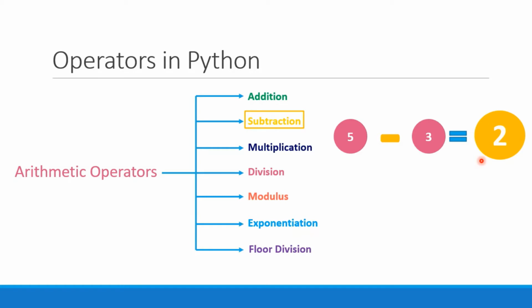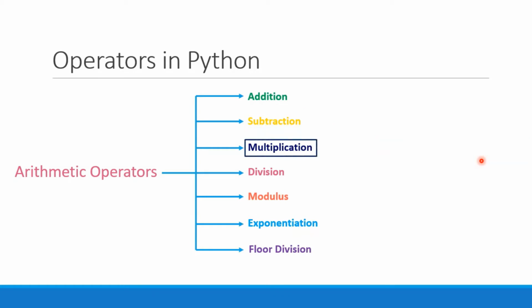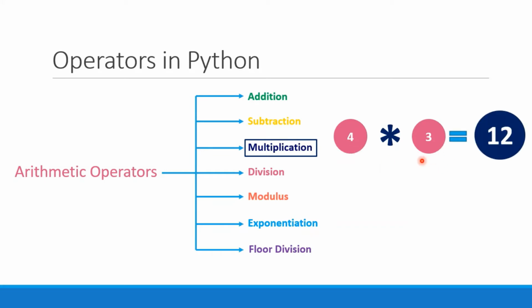Now let's move to multiplication. We use the multiplication operator when we want to multiply different values. Here you can take an example: I have a number 4 and I have another number 3, and I want to get the multiplication of 4 and 3, then I can use this asterisk symbol. Whenever you use this asterisk symbol, Python will understand that it has to multiply these two numbers. So it will multiply 4 and 3 and give us the answer as 12.